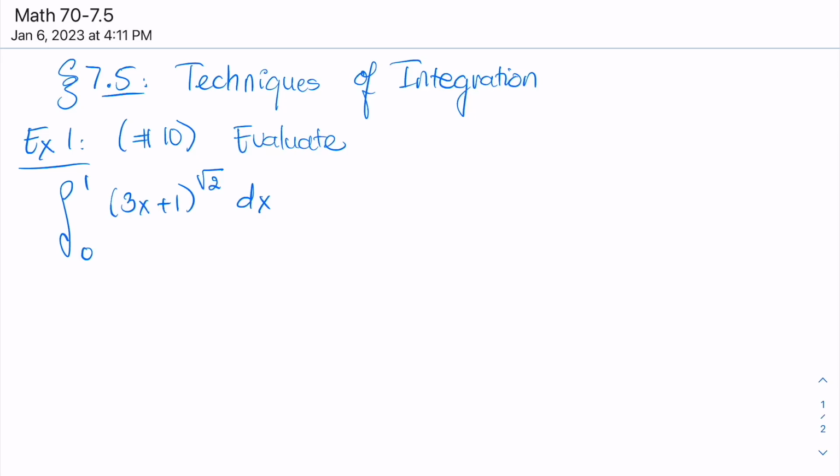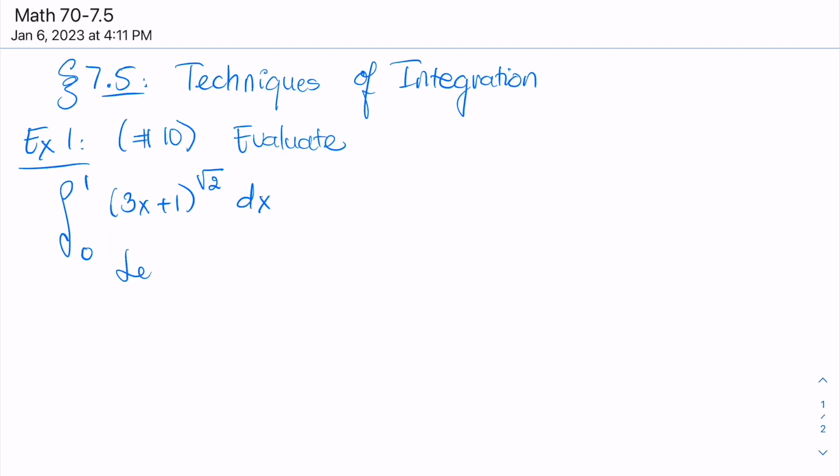This section is about the techniques of integration. I chose this problem because when you look at the problems, a lot of people got confused, probably because of the square root of 2 in the exponents right here. But hopefully you can see it's just a number. And for this problem, you just have to use u substitution.